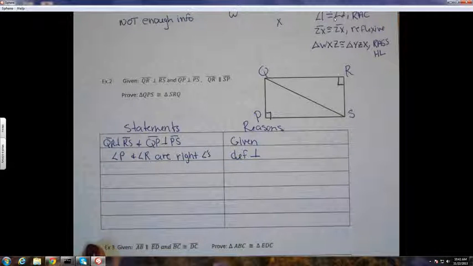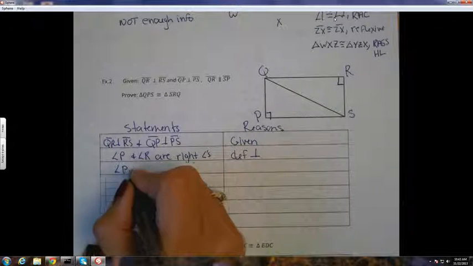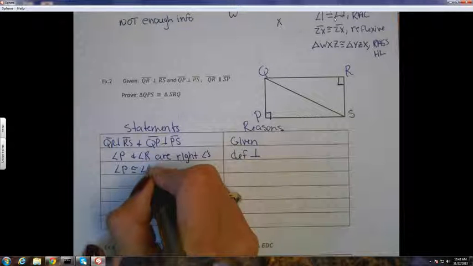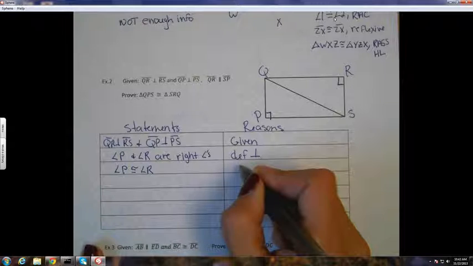Perpendicular does not say congruent. Perpendicular says they are 90-degree angles. Now that they're right angles, what can I say about them? Now I can say they're congruent. What reason do I know that they are congruent? Definition of right angle says that they're 90 degrees. RAC. It's a theorem that says right angles are congruent.